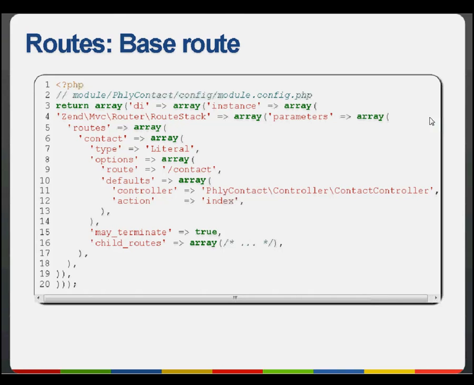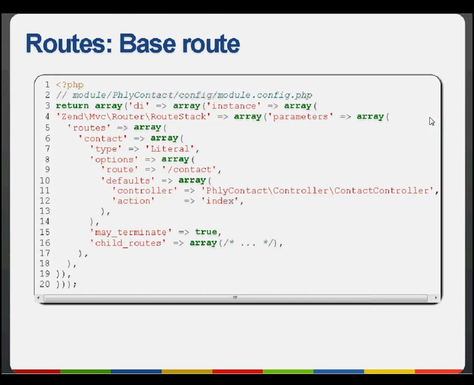Our base route here we're calling contact, and it's a literal route. We're having it listen to /contact. Very easy. And if it matches, we want to use a controller, FlyContact\Controller\ContactController. So we're going to use this as the base controller that we have within here. And when we match this, we'll go to the index action.